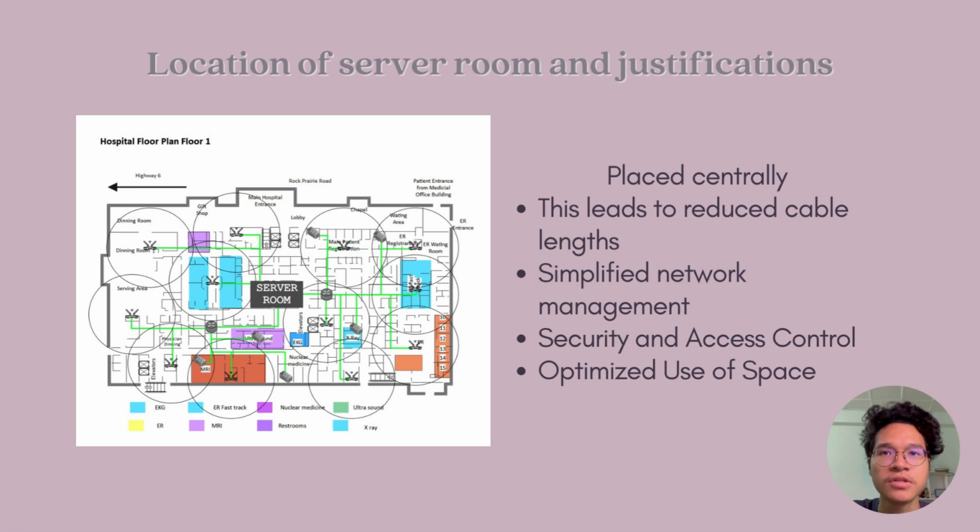The third justification is security and access control. Access control, surveillance, and other security features can be concentrated in one location, enhancing the overall security of the IT infrastructure. The last one is optimized use of space. Centralized server rooms allow for better space utilization. The layout can be designed for efficient rack placement, cable management, and overall organization, making the most of available space.